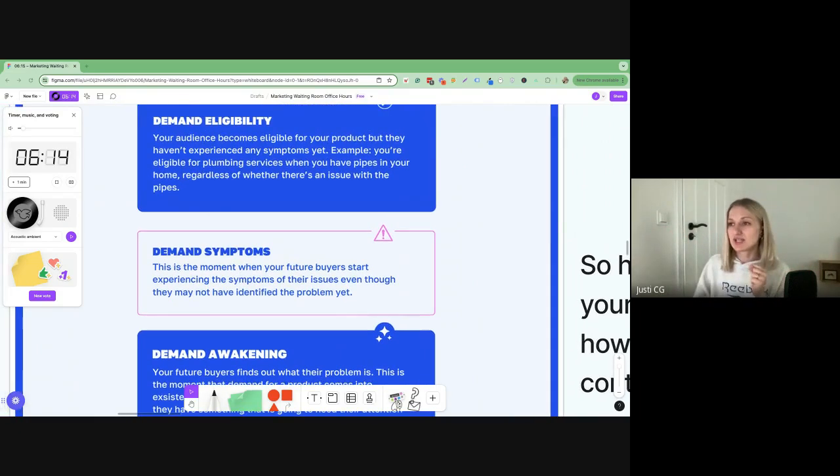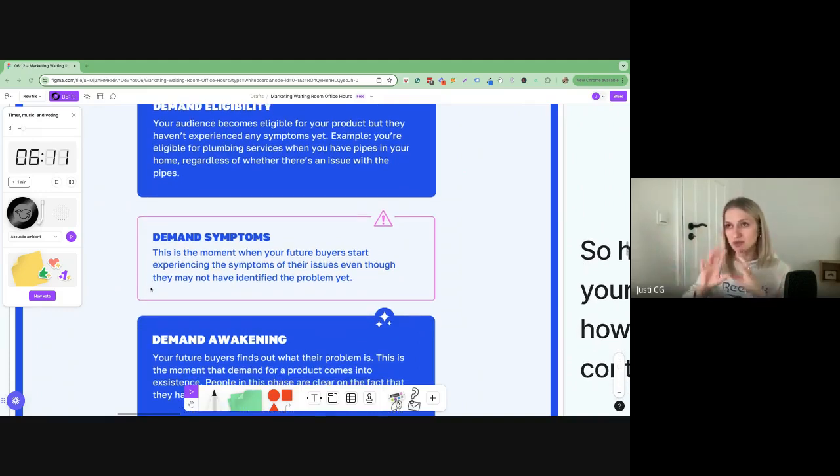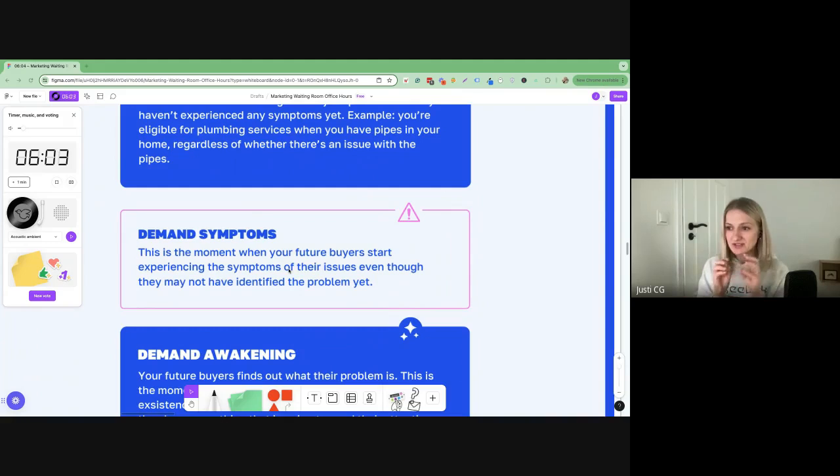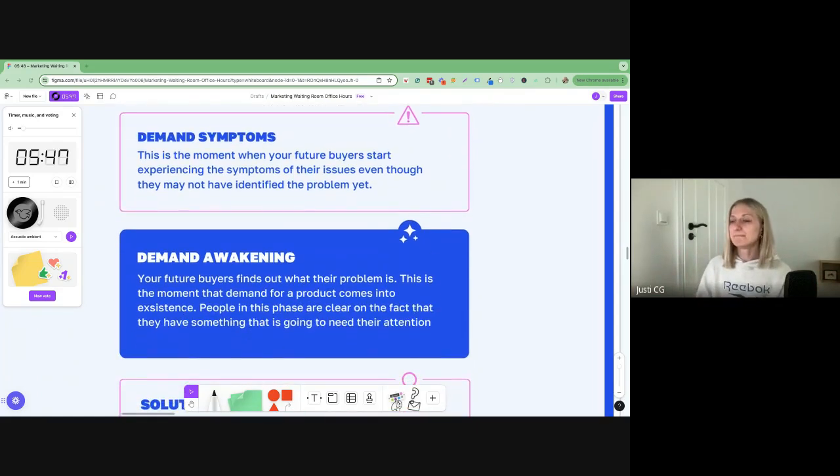right? But essentially what happens later, so you're eligible, you have a home, you have pipes, everything is great until the moment when you start experiencing symptoms. This is the moment when your future buyers start experiencing some problems, but they don't necessarily know what is happening yet, what these problems are connected to. For example, they might have a smelly house and they don't know that it's connected to some problems with pipes, right? So then they try to find out what is happening. What is going on? Where is the smell coming from? And while they're doing this research, they find out, okay, that might be because of pipes, right?